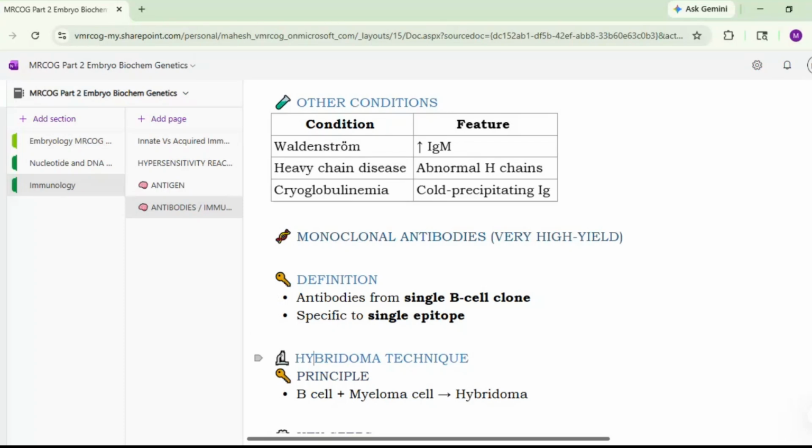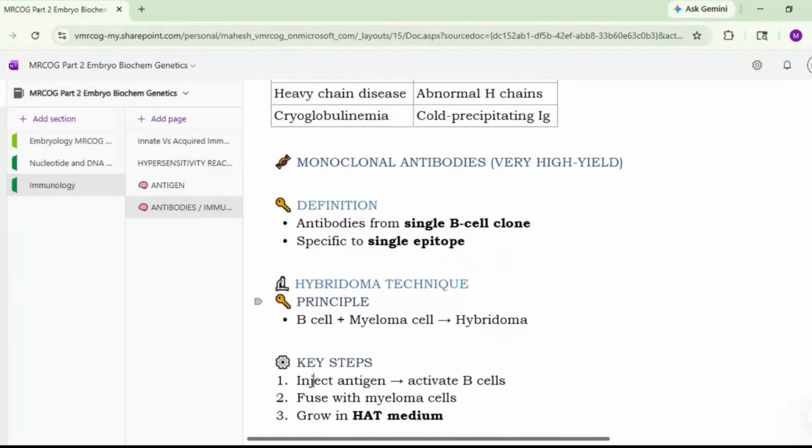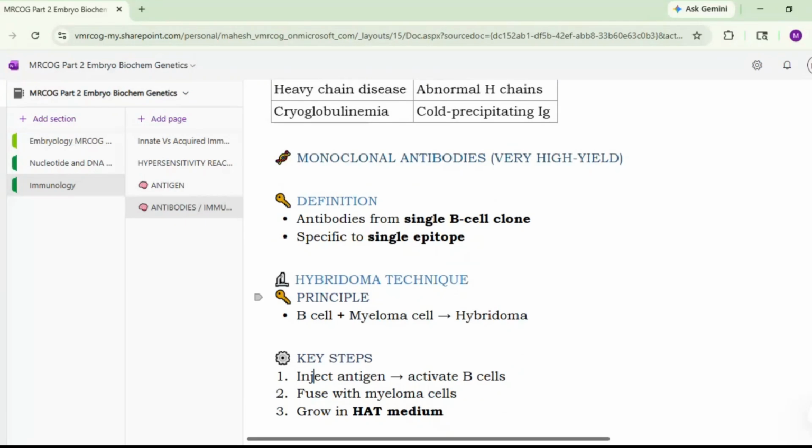And which technique is used for these monoclonal antibodies? It is the hybridoma technique. What is the principle of the hybridoma technique? B cell plus myeloma cell leads to the hybridoma. Normally, we know that B cells produce antibodies. Myeloma cells are actually cancer cells, and the hybridoma is a combination of B cells plus myeloma cells.